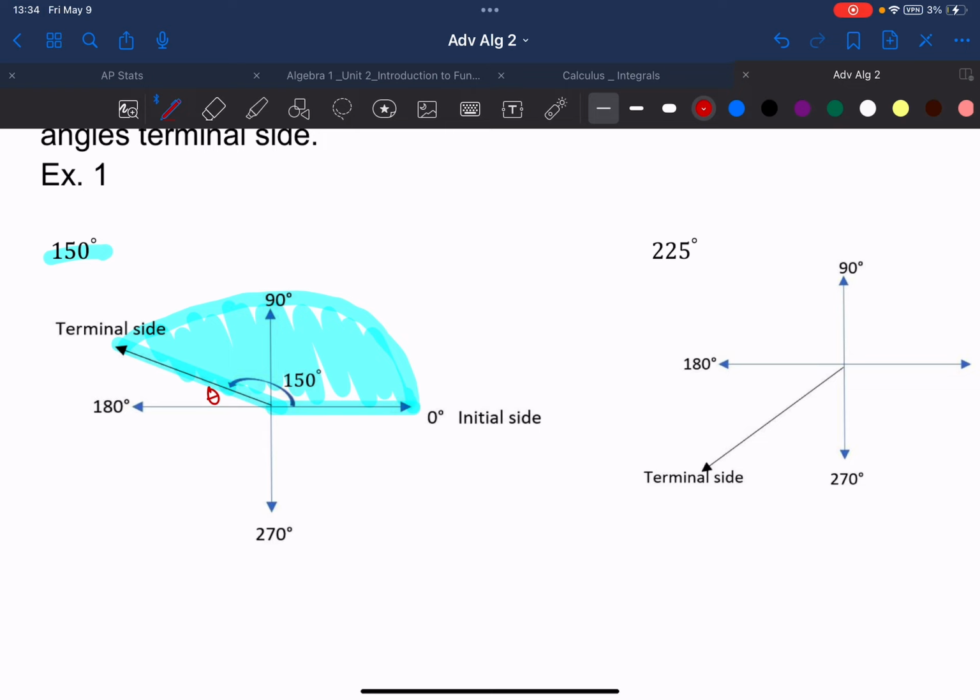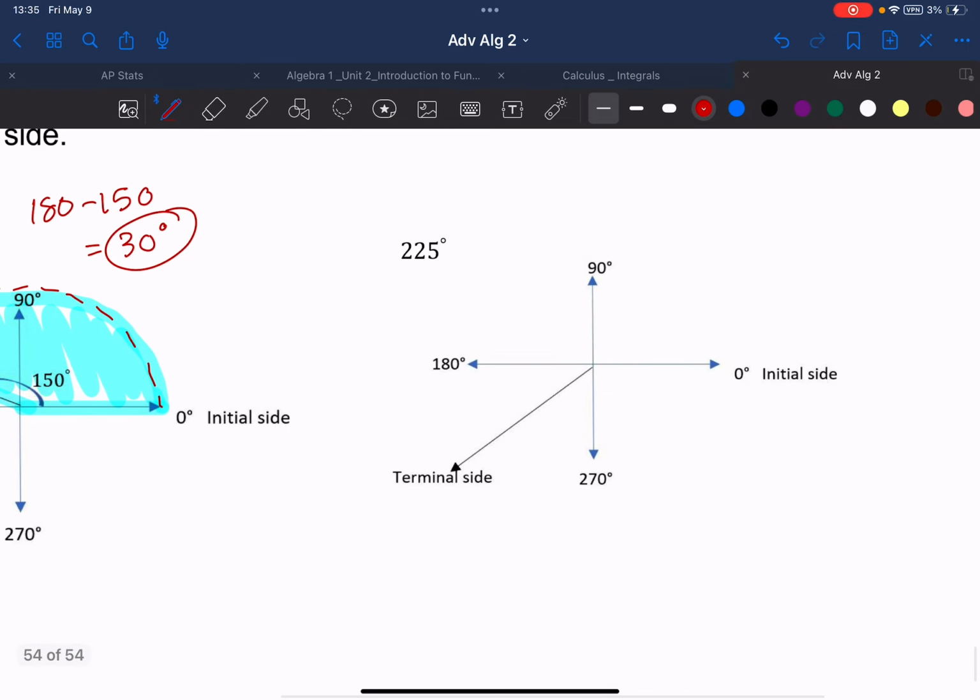We also know that half a circle is 180 degrees. So if we're trying to find the theta angle, we just do 180 minus 150, and that gives us 30 degrees. Now let's look at the second example.